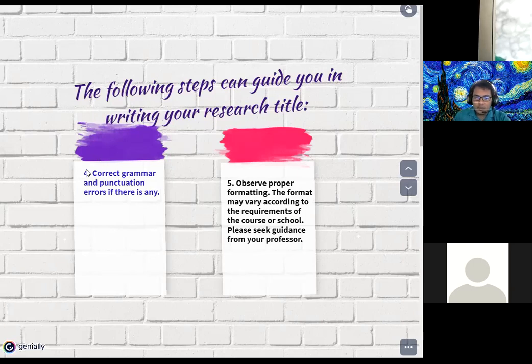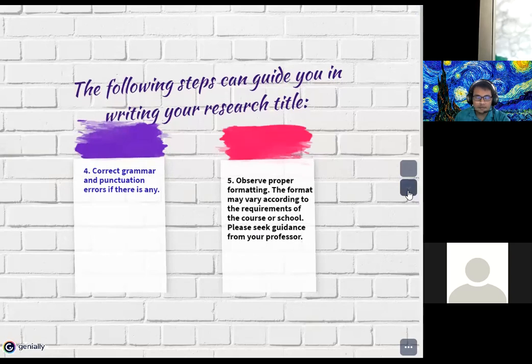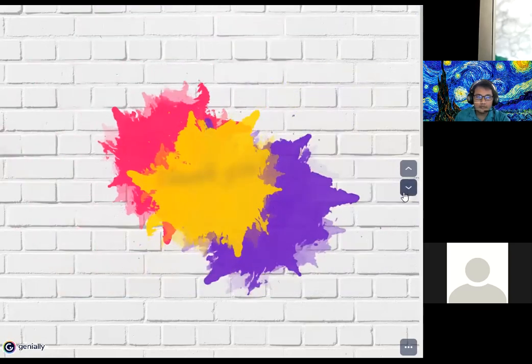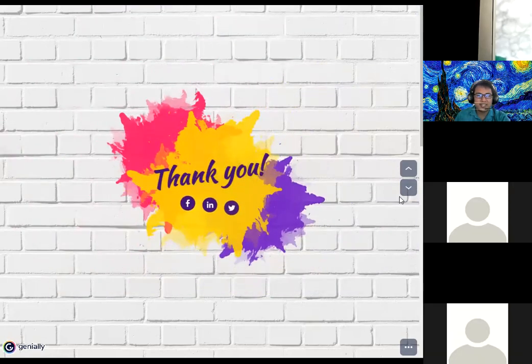Fifth one, observe proper formatting. The format may vary according to the requirements of the course or the school. Please seek guidance from your professor. Wala naman tayong proper format, wala naman tayong thesis manual pagdating dito sa school. So siguro magbibigay na lang ako ng sariling format para pare-parehas kayo, para sa magiging format ng inyong research. So that will be the last slide.